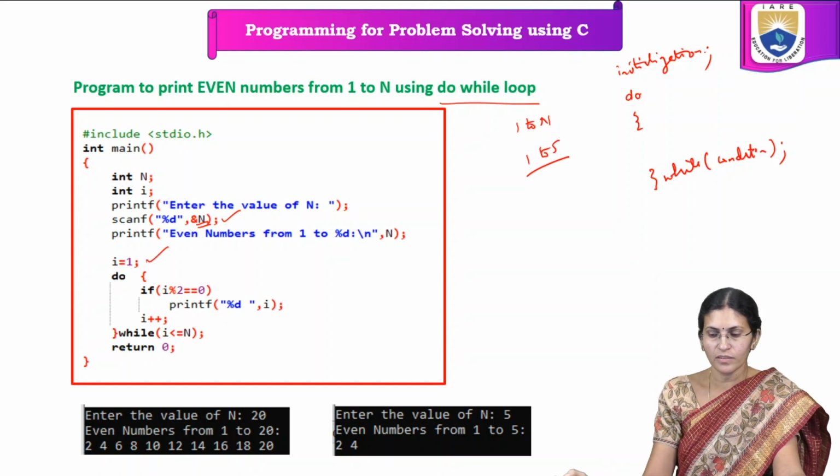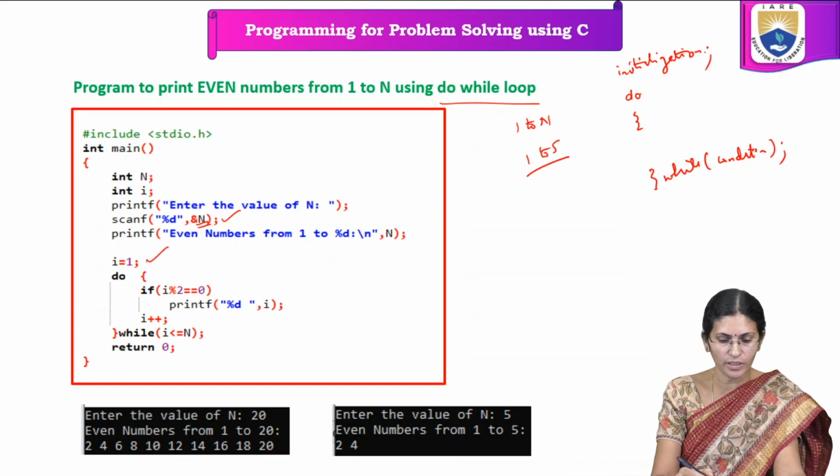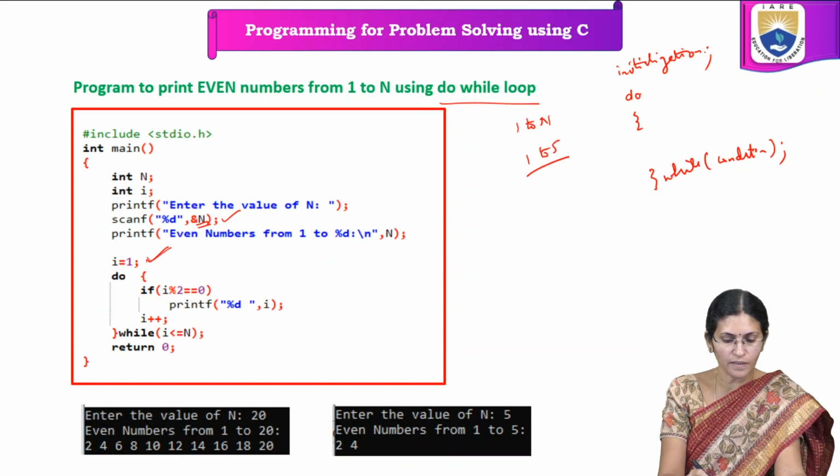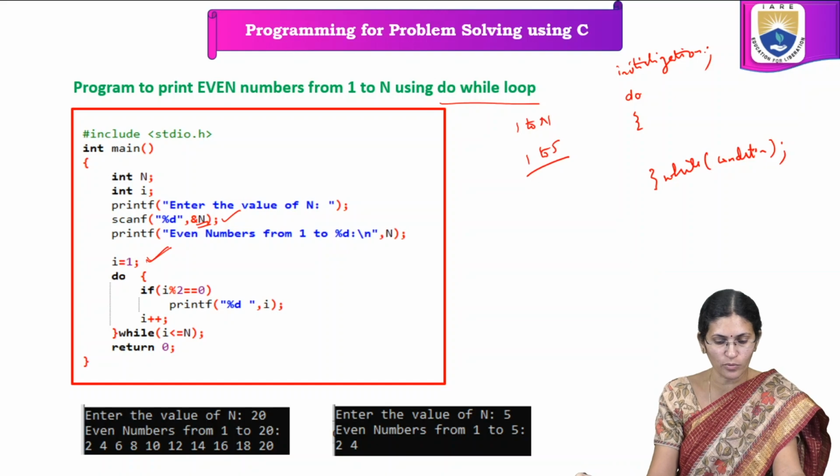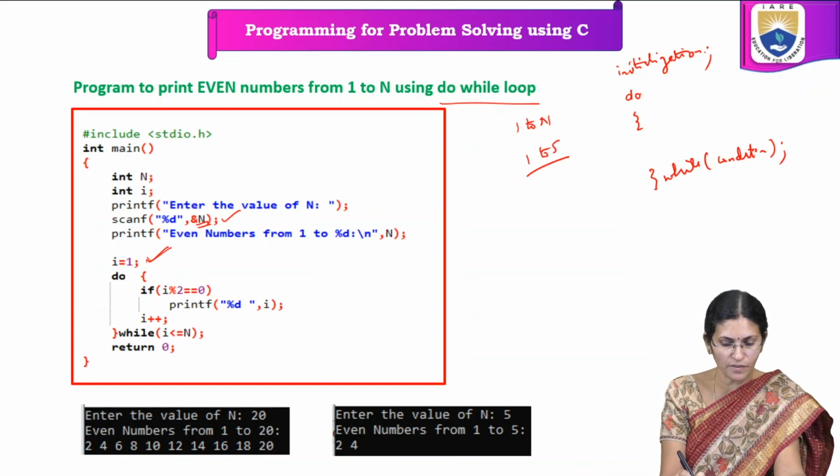Then this is the looping variable I. It is of type integer. So I is equal to 1. The value of I is initialized to 1. Next, do while loop. In the do while loop, we have written these statements.